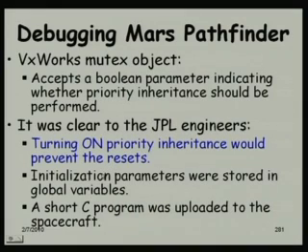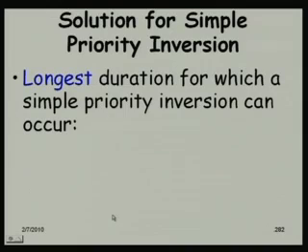And the initialization parameters, including whether priority inheritance is set on or not, are stored as global variables. And this header part of the C program, where the variable is set on, was uploaded to the spacecraft, and then the system started working.